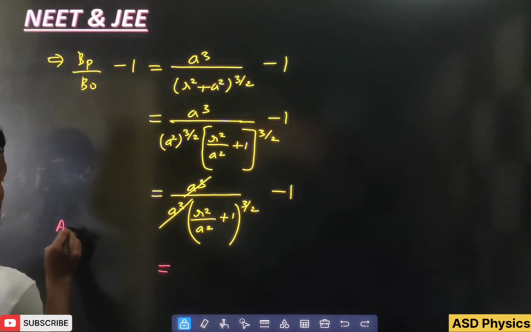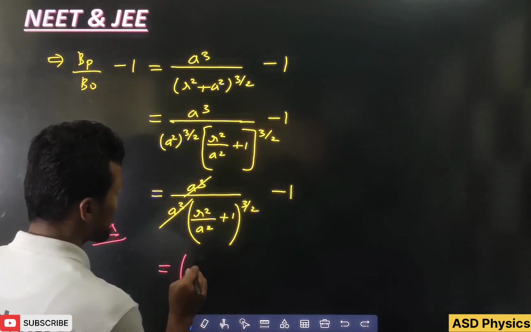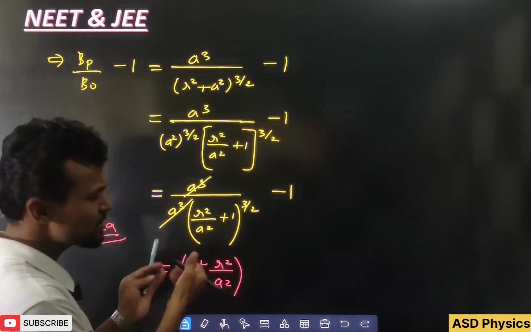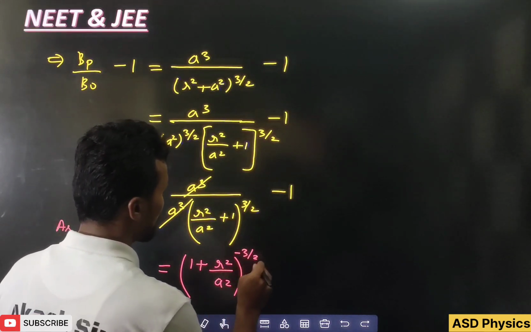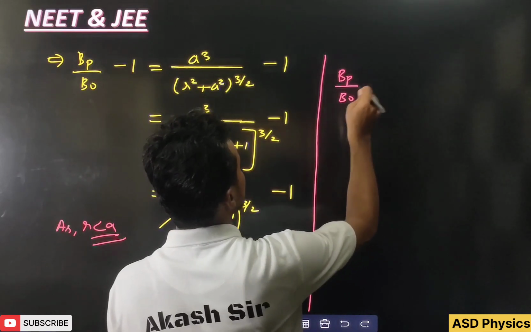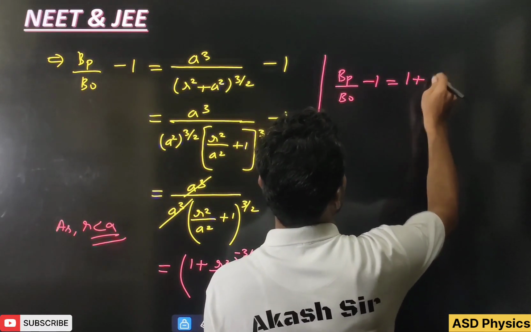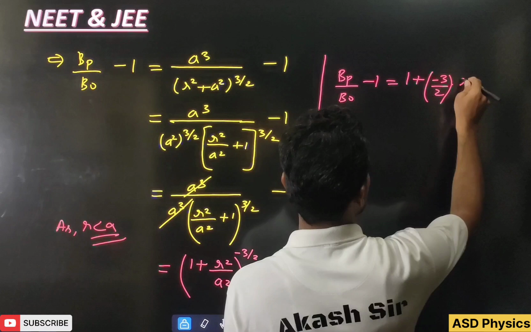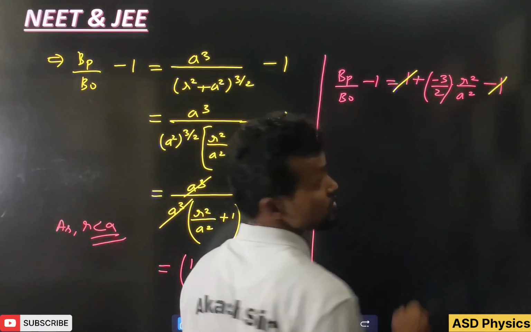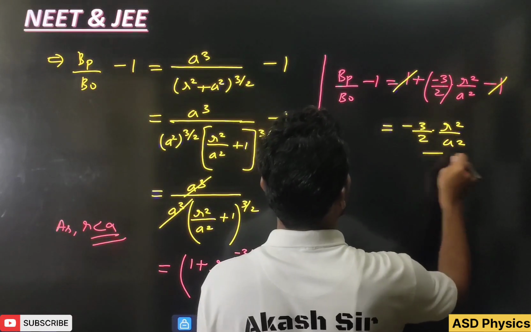Now you know that here, students, as R is less than A, we can use the binomial expansion here. So we can write 1 plus R square by A square, because R square by A square plus 1 means 1 plus R square by A square, power minus 3 by 2, minus 1. This thing is okay. After that, we are calculating the fractional change, BP by B naught minus 1. Minus 3 by 2 will come in front here, so this will come as 1 plus minus 3 by 2 into R square by A square, minus 1. Then this plus 1 minus 1 is cancelled, so here we get minus 3 by 2 R square by A square.